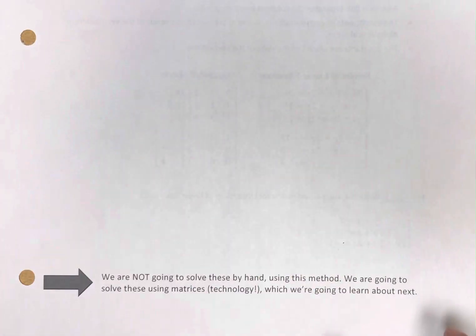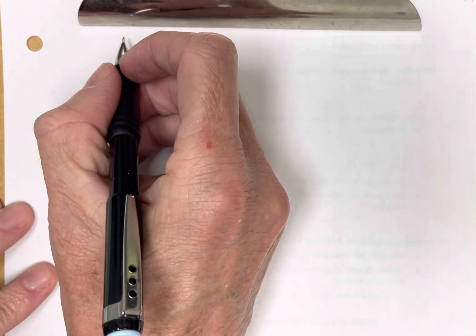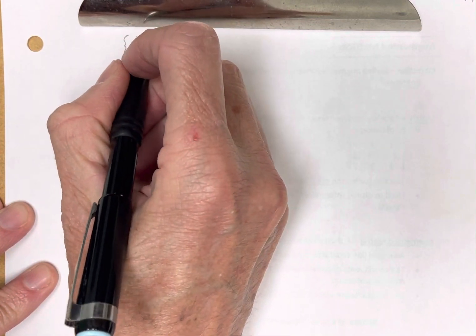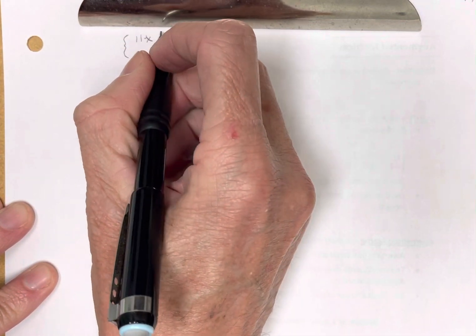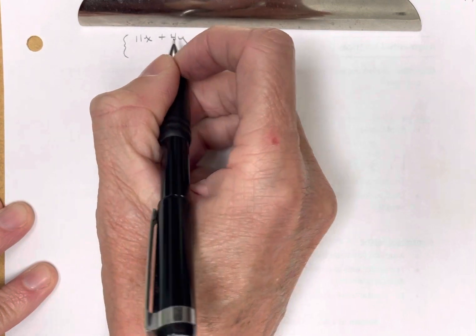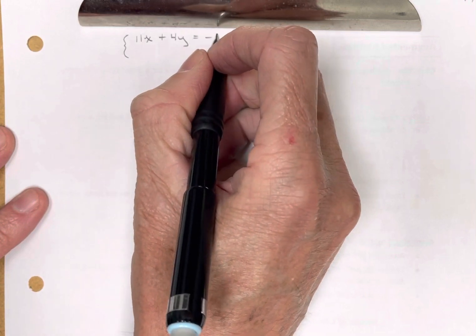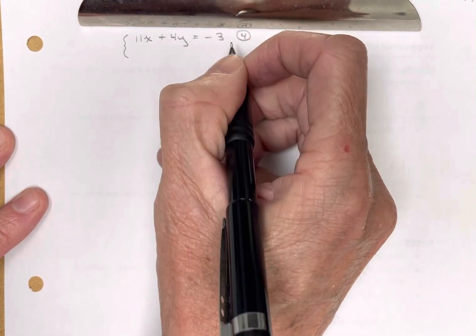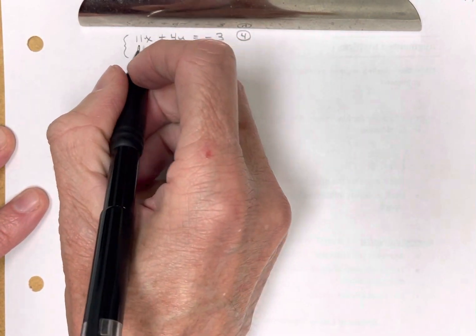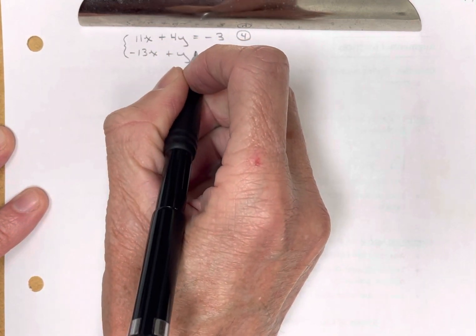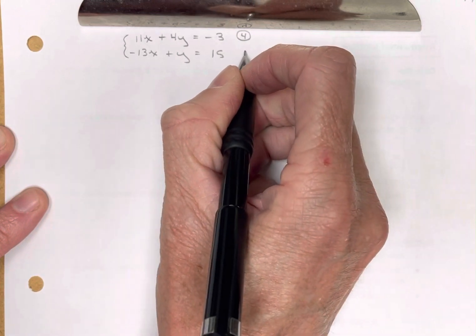I'm glad I caught that mistake. Okay, starting off, I'm going to first write those two equations down. Because they were on the other piece of paper, I want to see them here. So let's make sure I get these written down correctly. Equals negative 3. This was equation 4 that we just came up with, and equation 5 was negative 13x plus y is equal to 15.